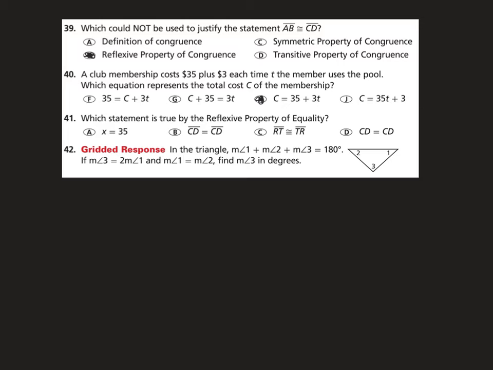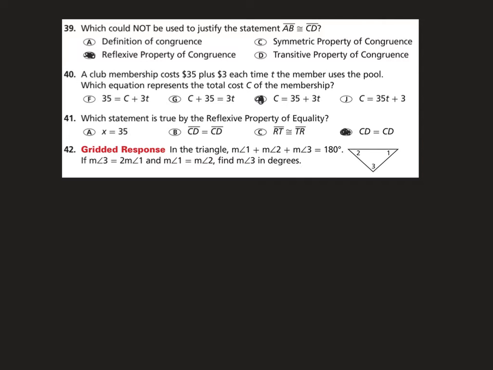Okay, so 41 is kind of related to 39. As for the reflexive property of equality, I mentioned up here the reflexive property of congruence would be something that's congruent to itself. So here would be something that is equal to itself. So it can't be a congruence. We see that. It's definitely no. This statement here doesn't make any sense because for the line segment there, this has to say congruent. And so it's going to have to be D.